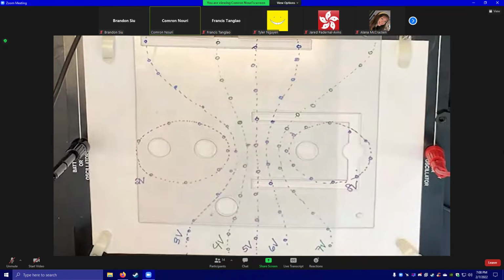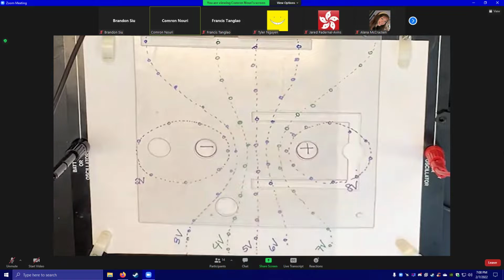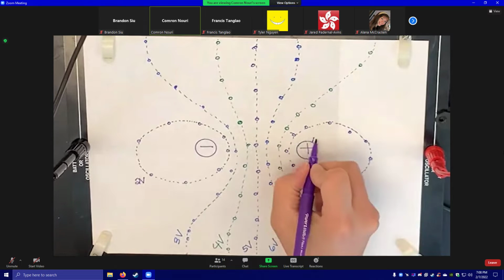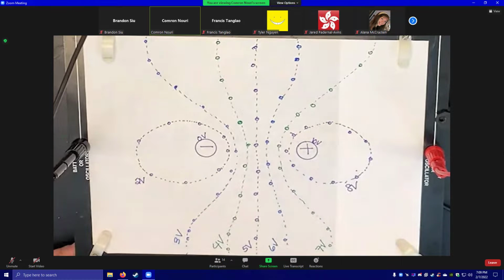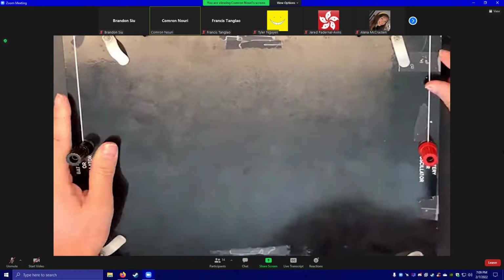So here you see that it is basically dots, negative, positive side. And this is how the potentials change from one point to the other.